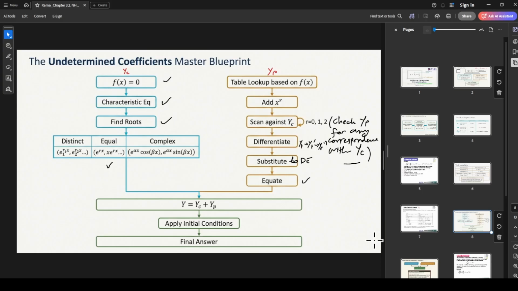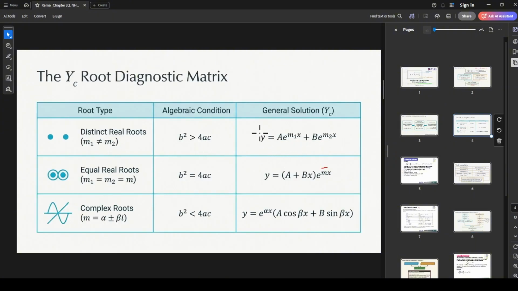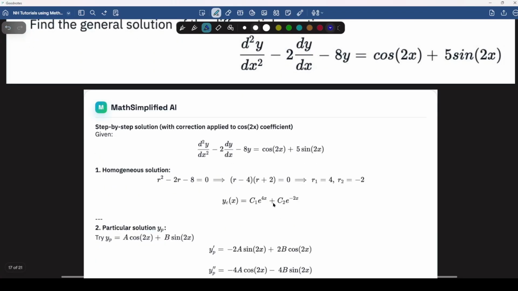So again, referring to this table, we have two distinct roots. The general form will be A e to the power of m1 x plus B e to the power of m2 x, which is what we have here with r1 equals 4 and r2 equals -2. So this is our r1 and this is our r2, and this is our overall yc, in a different color.